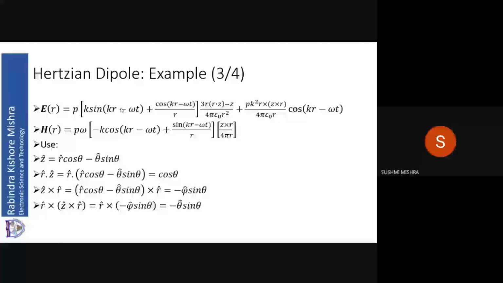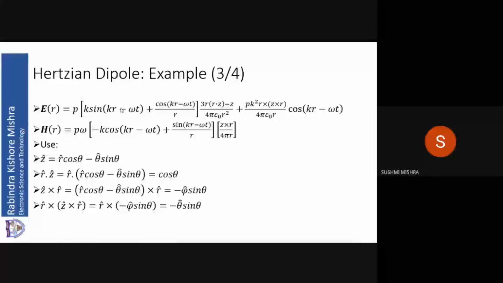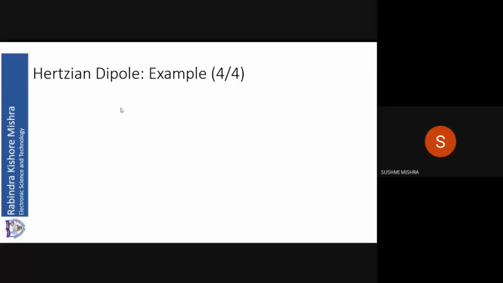Then find out the triple product r cap cross z cap, r cap. Now we know what is r cap, then we know what is z cap cross r cap. So this will be r cap cross minus phi cap sin theta. R cap cross phi cap is equal to theta cap. So this will give you minus theta cap sin theta. So now we know all the terms that are appearing in ER and HR. Therefore, we can find out the final expressions for ER and HR.